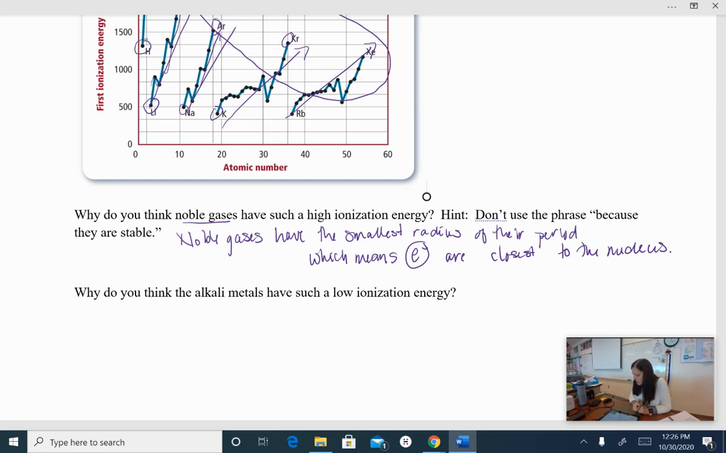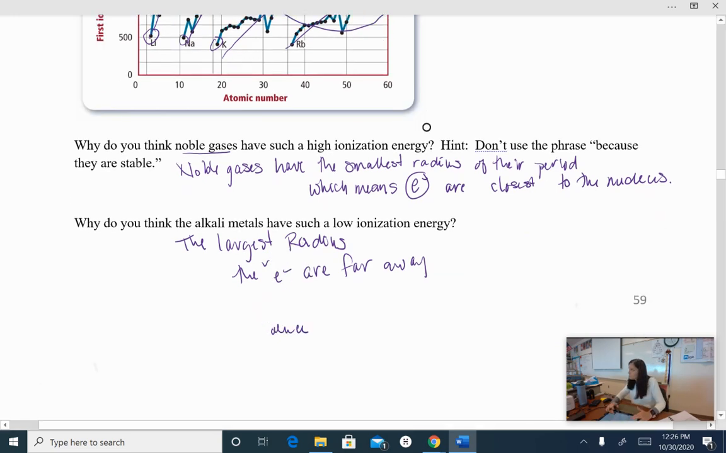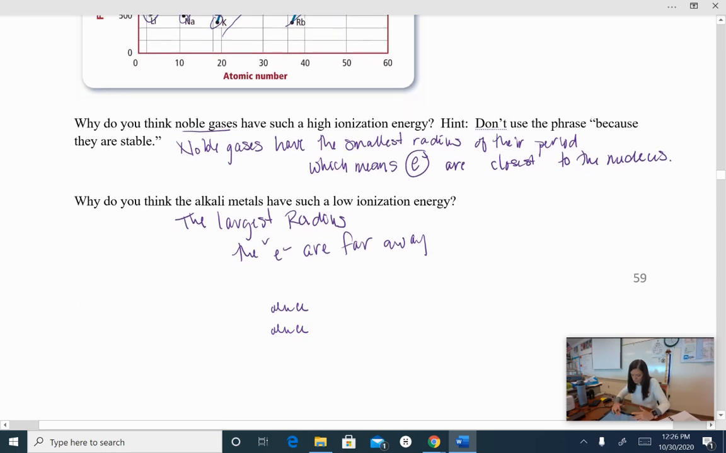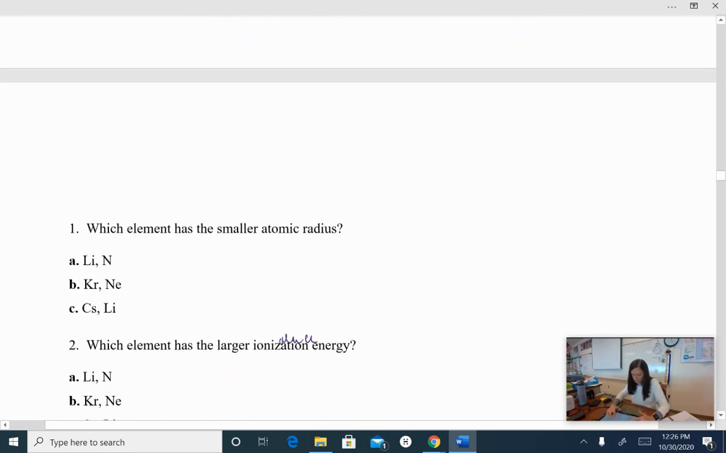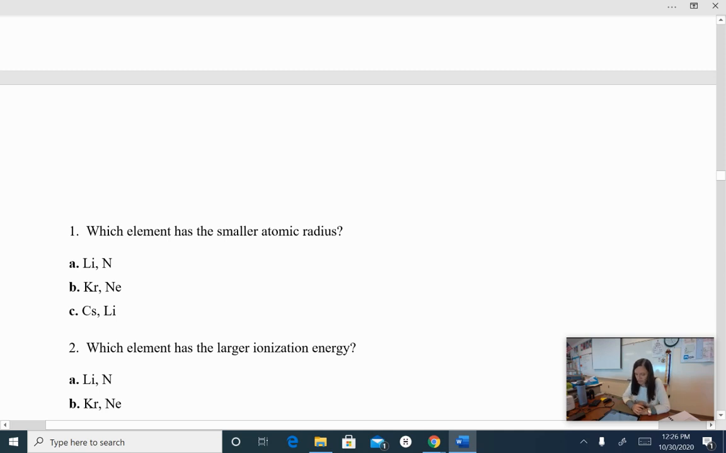So why do you think the alkali metals have such low ionization energy? They have the largest radius. The electrons are far away. Those valence electrons are really far away. Okay, so let's do a few things here. So let's practice. Actually, we'll have to finish this video later.